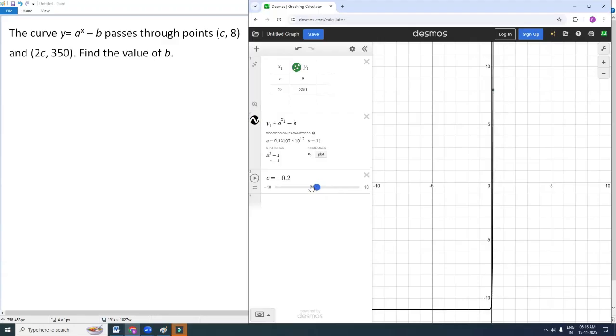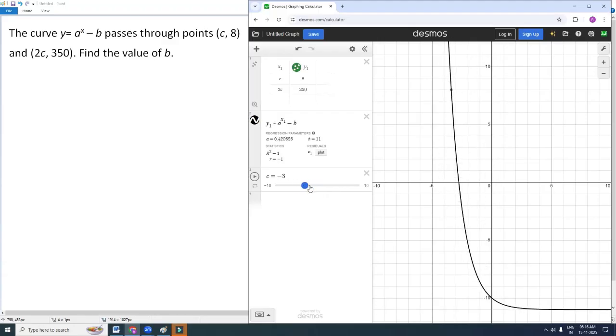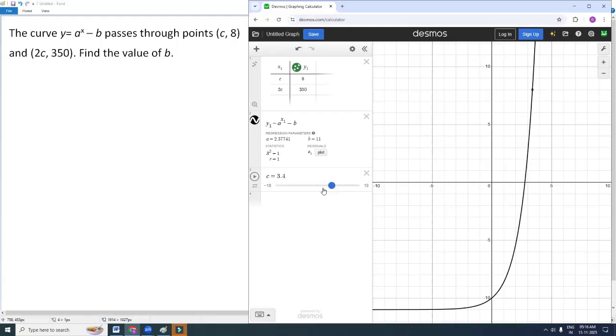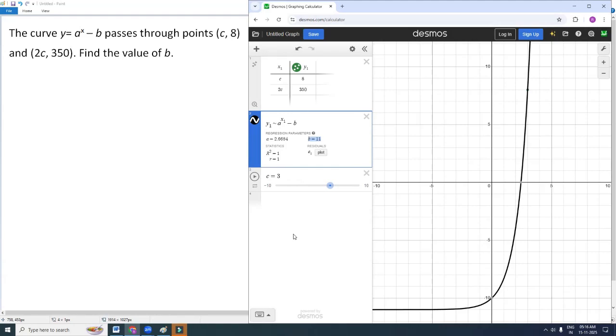Now we can use the slider to set different values for c. Right now c equals 1. We can say c equals negative 5.2 or any positive value. Whatever value I take for c using the slider, the value of b remains constant, that is b equals 11. So therefore, the value of b is 11.